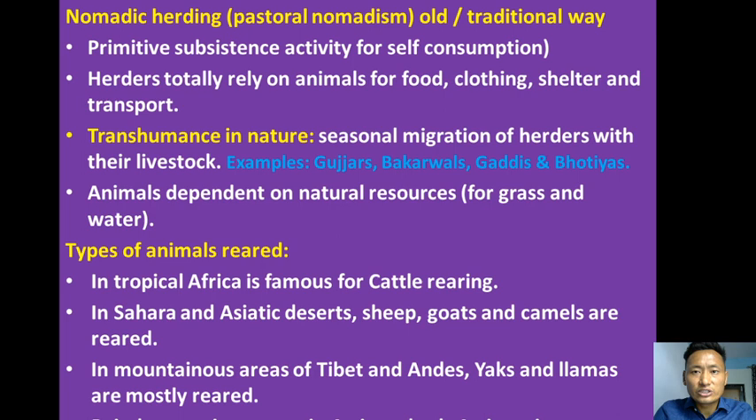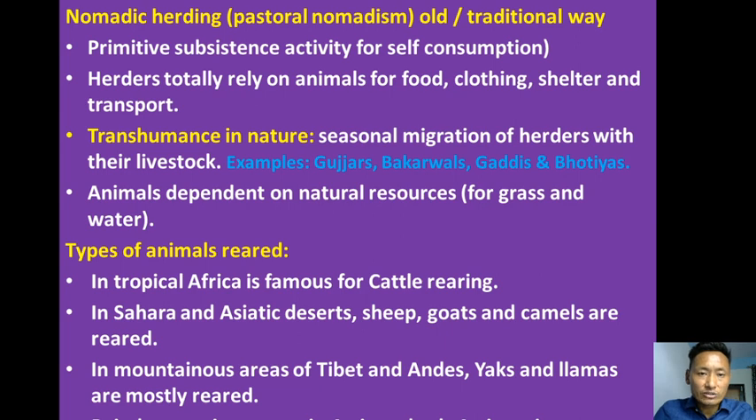Primitive subsistence activity, mainly for self-consumption. Primitive here means a very old or traditional way of rearing and grazing of animals, mainly subsistence in nature, that is, for self-consumption. That is the first characteristic of nomadic herding. Here the herders, meaning nomad people, are totally dependent on their animals for food, clothes, shelter and transport.